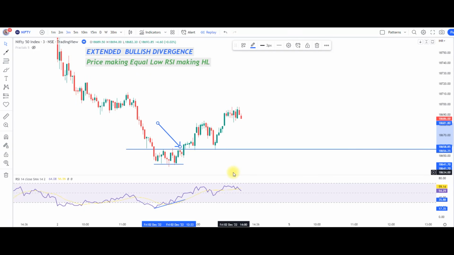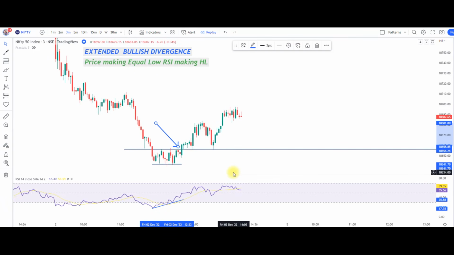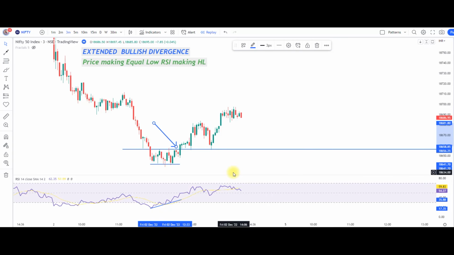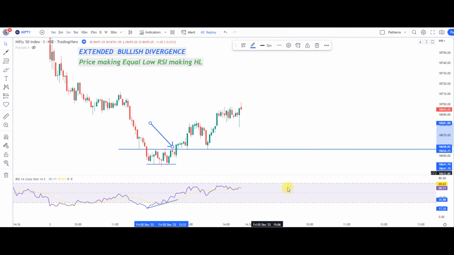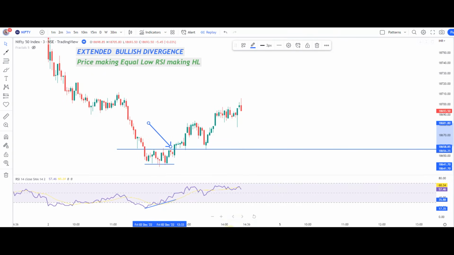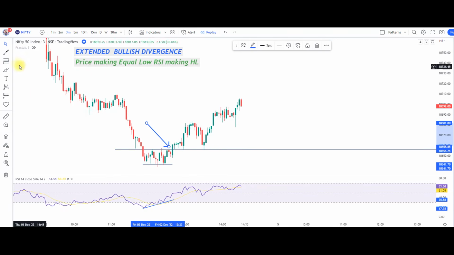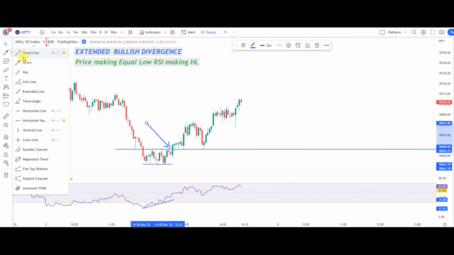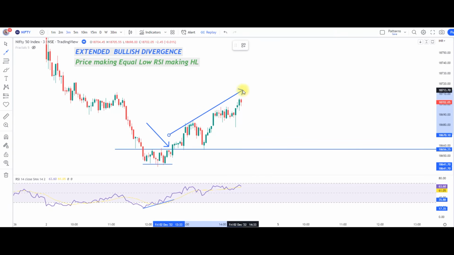So this is how we need to enter into a divergence trade. After we enter into the trade, we got a nice up move. Okay.